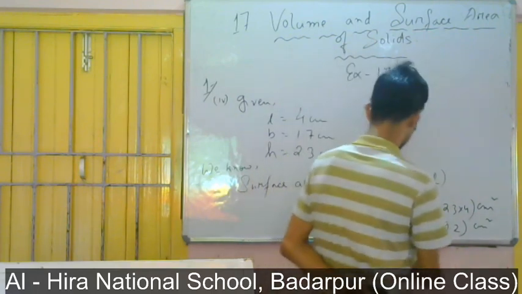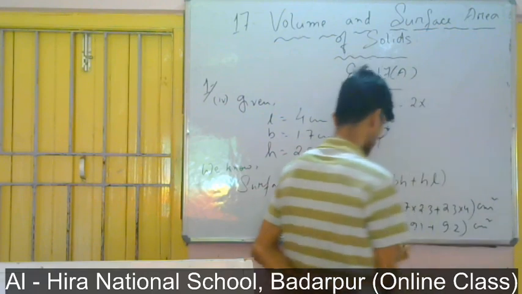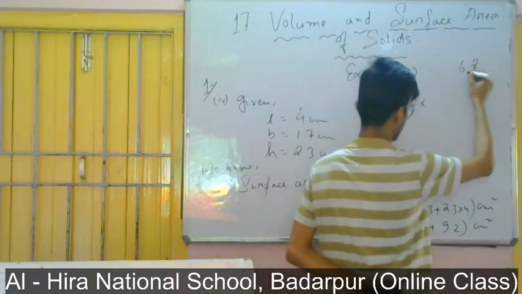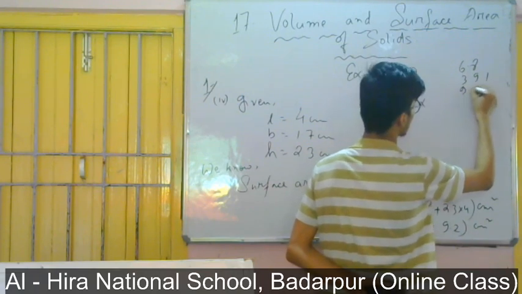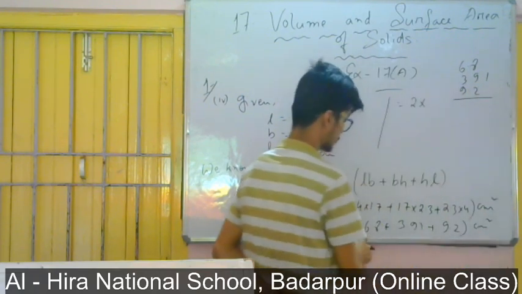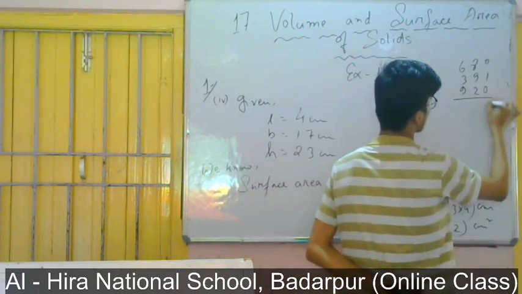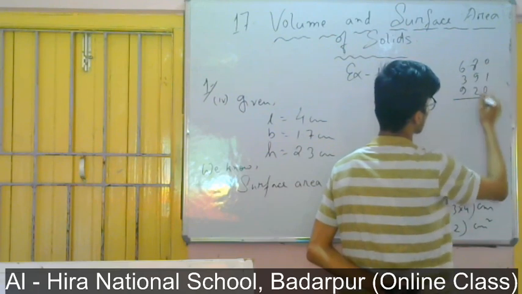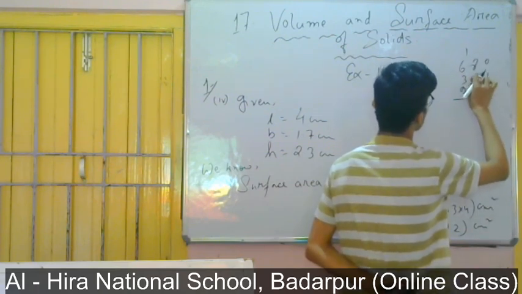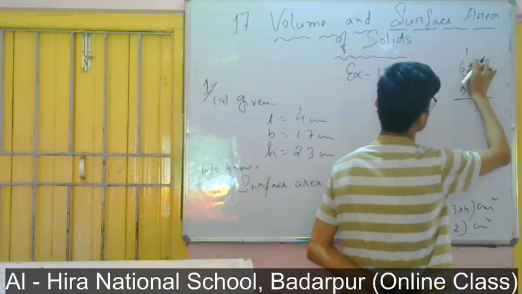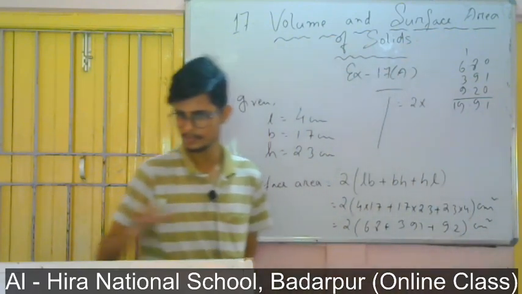So you simply add this one. By adding, first one is 6.8, the next one it is 3.91, and the last one it is 9.2. So here 1, 9, 8 to 10, 19, 9, 1 in my hand, then 10, 16, 17, 18, 19, 19.91.